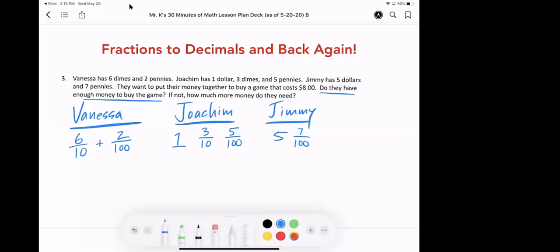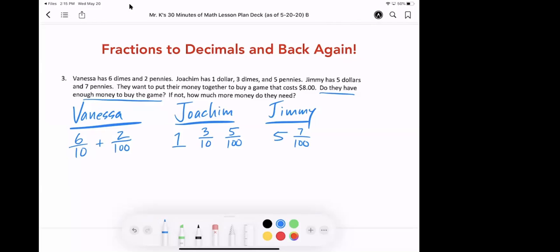3/10 is 0.3. 5/100 is 0.05. And then 5 wholes is still 5 wholes, and 7/100 would be 0.07. So we could approach this with fractions or with decimals. I'm just going to do fractions real quick.